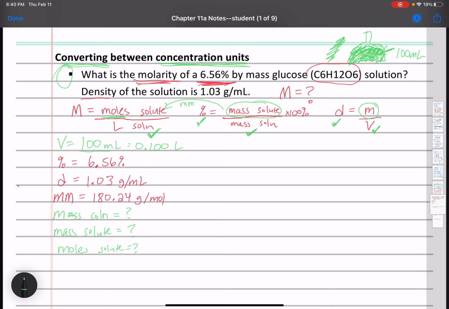Okay, so now I'm going to work this in steps. The first thing I was going to do was use the density equation and find the mass of the solution. So I'm just going to rearrange that.